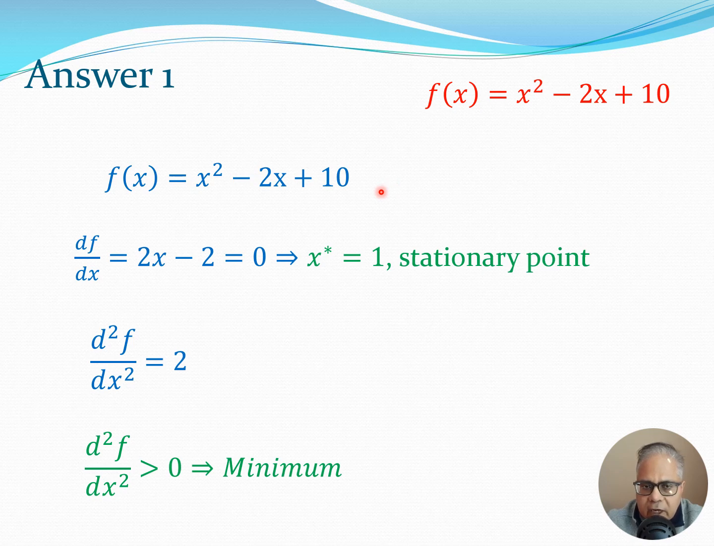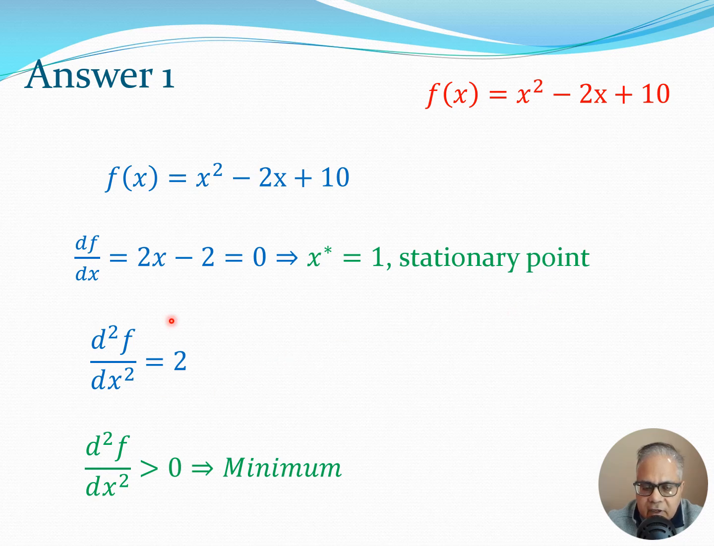So essentially, if you have a function like this, you can take its derivative and set it equal to 0, and that's going to give you the stationary points or the critical points of this particular function. So in this case, if we take the derivative, we get 2x minus 2 equal to 0. And so I get the solution x star is 1. This is a stationary point. Now the stationary point could be a minimum point, it could be a maximum point, it could be a saddle point.